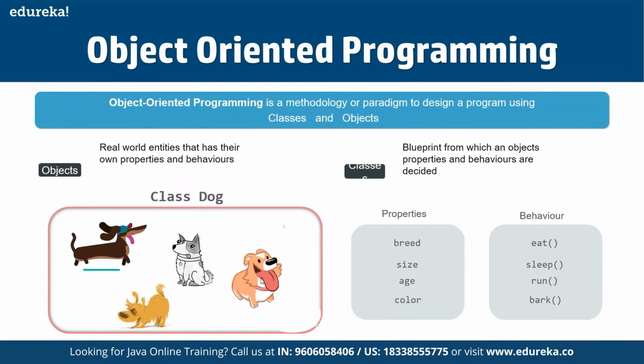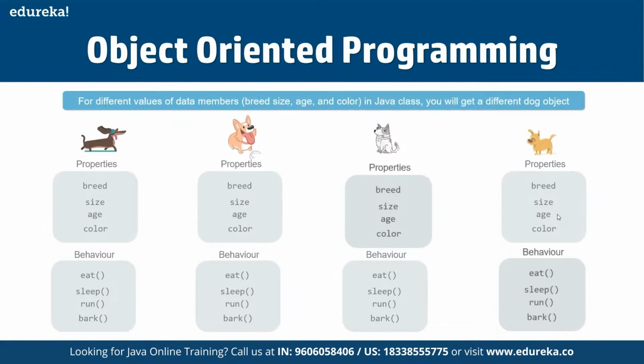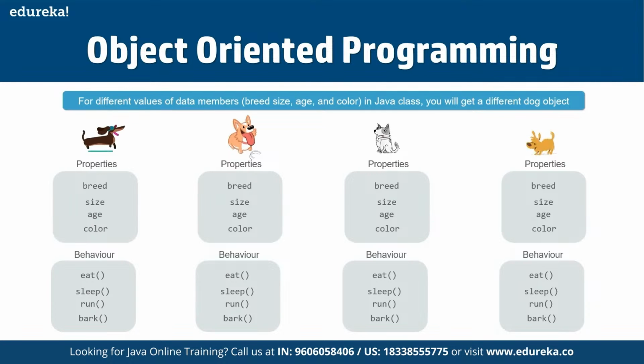They all have a common characteristic, which means they all are dogs. They all walk on four legs, and they have multiple properties because we have different breeds, sizes, ages, and colors. We also have different behaviors, like eat, sleep, run, and bark. These are all part of the same class itself. So for different values of data members like breed, size, age, and color in a Java class, we will get a different dog object, because for different properties we will have different sets of dogs defined.